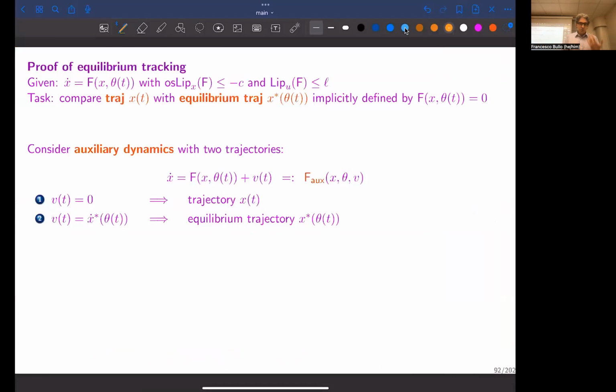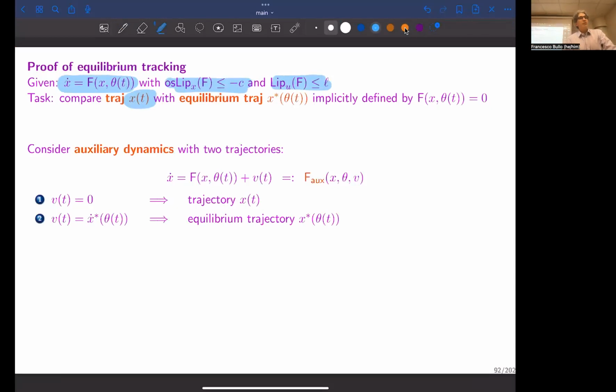Let me show you the proof because it's really immediate. Maybe the setup is way longer than the proof. The setup is like this. I have my time parameter dependent ODE, but the parameter is a function of time. I know that I have contractivity and Lipschitzness. So I have two trajectories that I care about. One is the trajectory x of t, and then I have this other function of time.